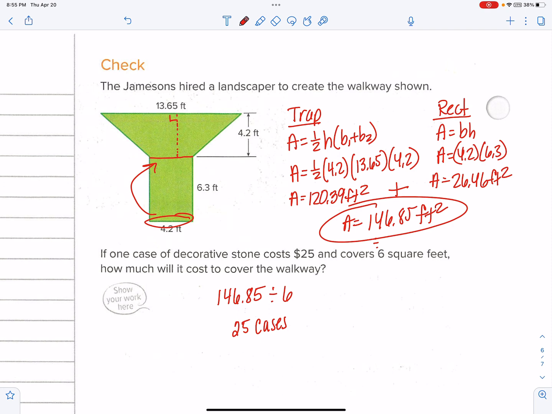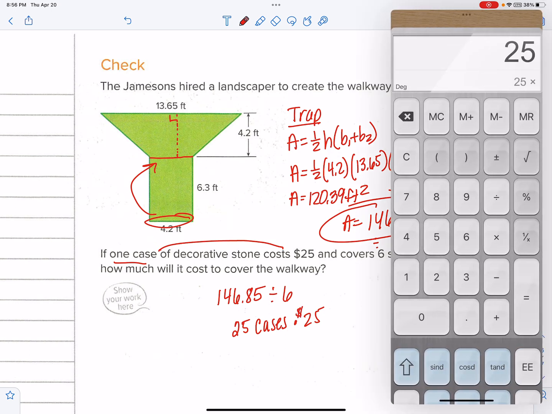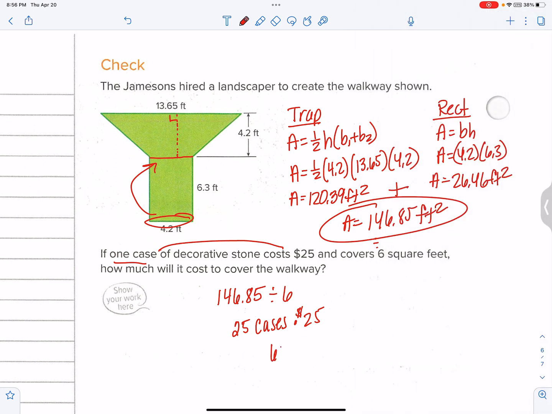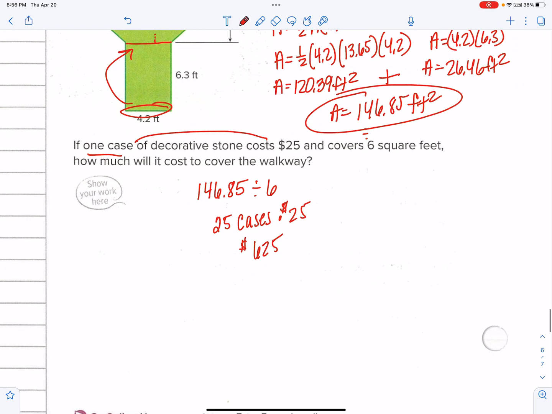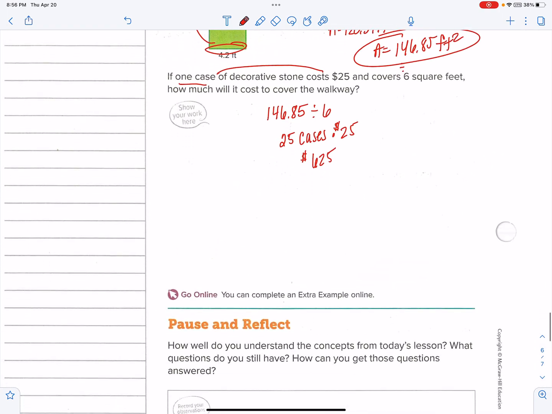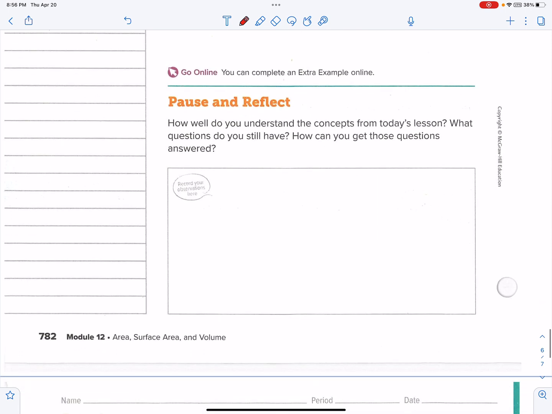If I have 25 cases, one case costs $25. So what am I going to have to do with my 25 cases? If you said multiply by $25, remember the dollar sign goes in front, not after, then you would be correct. And 25 times 25, do you know what that is? It's $625. That's a lot of money for stone. Holy moly. Okay, that better be magical unicorn stone. All right, so that's how much it will cost, $625. Okay, pause and reflect, please.